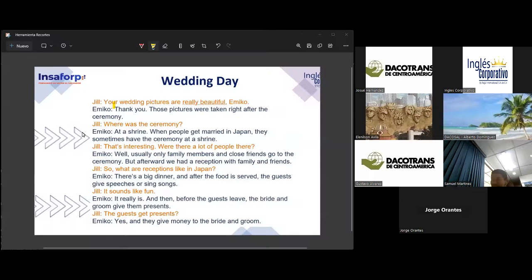Only family. Your wedding pictures are really beautiful. Thank you. Those pictures were taken after the ceremony. Where was the ceremony? At a shrine. When people get married in Japan, they sometimes have the ceremony at a shrine.